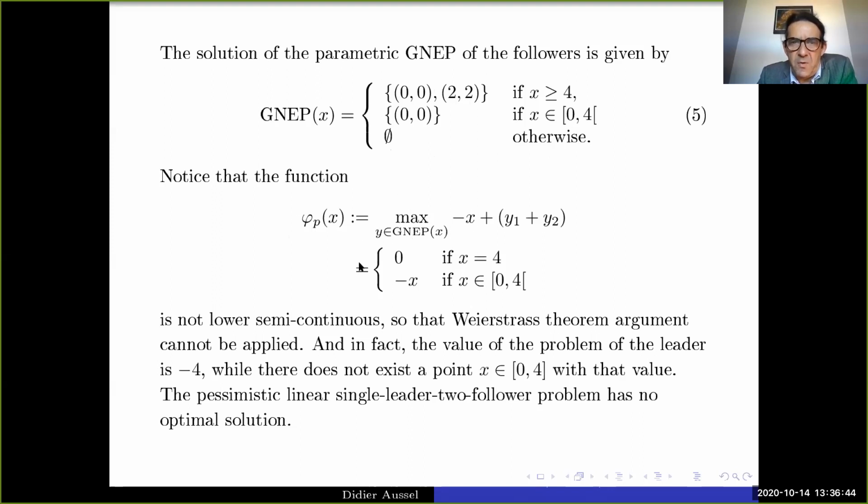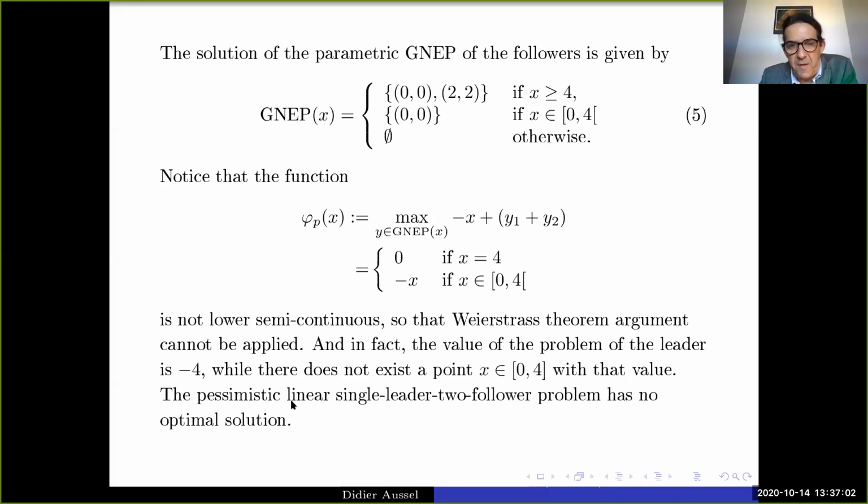So if you compute this, you will have this result. And finally, you will obtain that this map is not lower semi-continuous. So you cannot apply lower semi-continuity in terms of functions, so you cannot apply the Weierstrass theorem. And it means that finally, you will not have a solution.